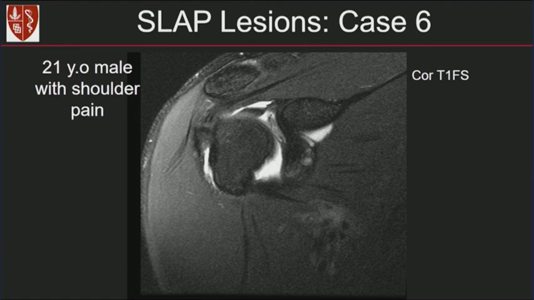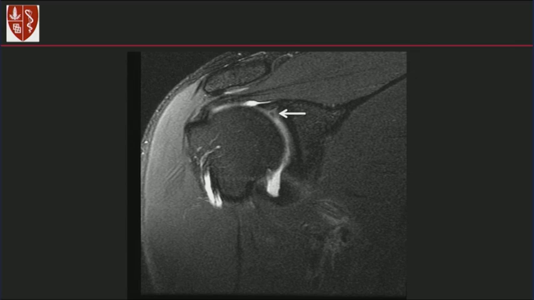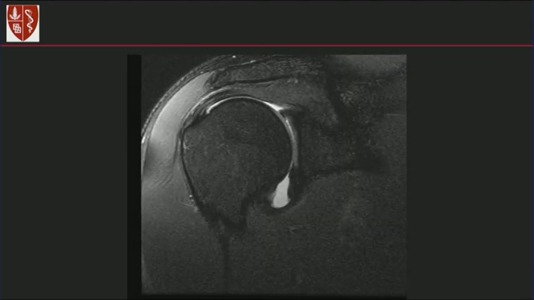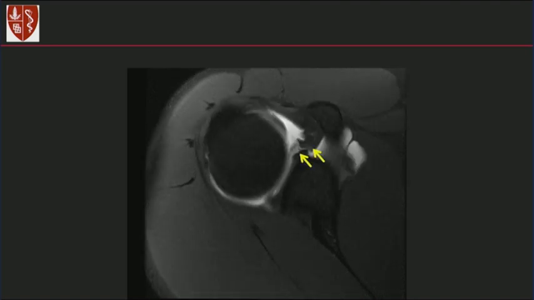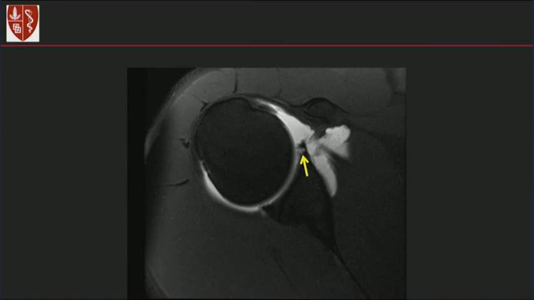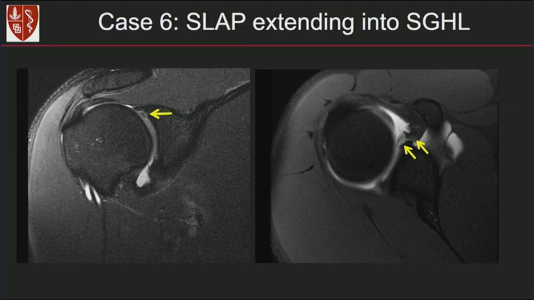Okay, this is a 21-year-old male with shoulder pain. MR arthrogram was performed. We'll run through the coronal images from anterior to posterior. So here you go, you see this little fragment of labrum, kind of similar to the case I showed earlier. So there's that fragment of labrum. Okay, now the axial MR arthrogram images. Now notice how there's irregularity and high signal going into the SGHL, the superior glenohumeral ligament. There it is there. There's your labral tear. Subtle findings, but we thought this is probably a SLAP lesion that may be extending into the superior glenohumeral ligament.